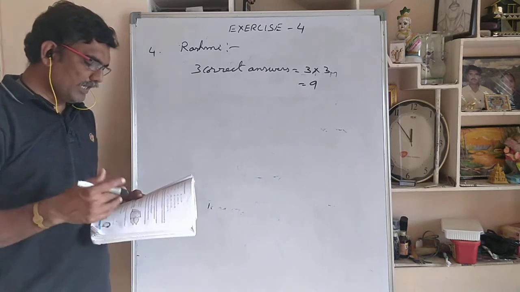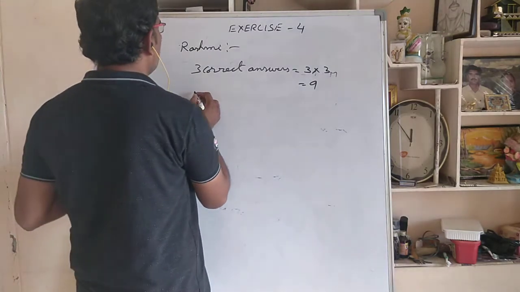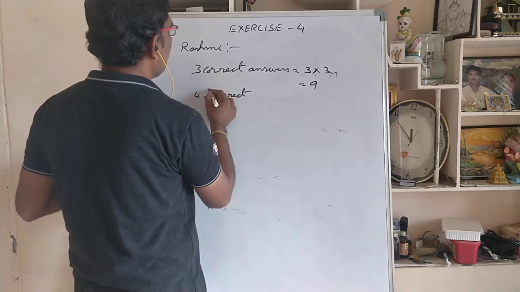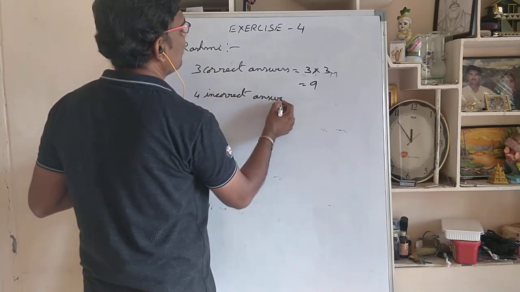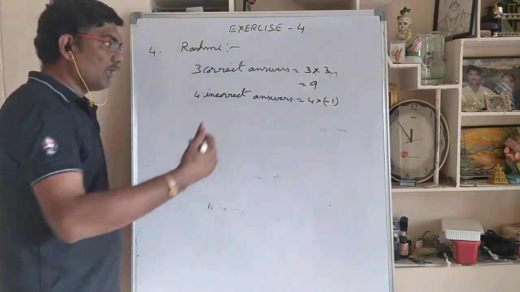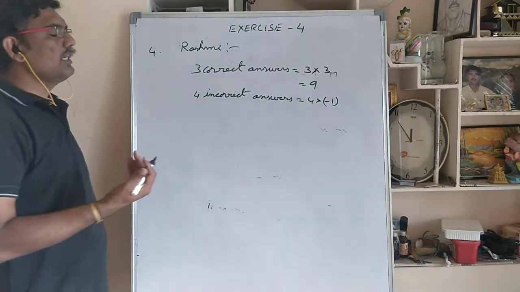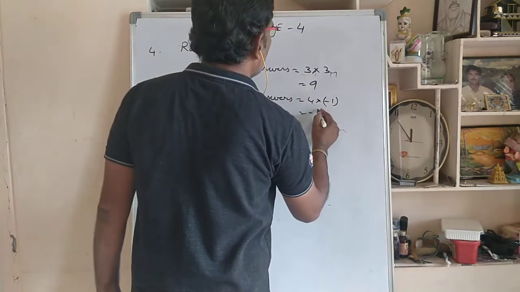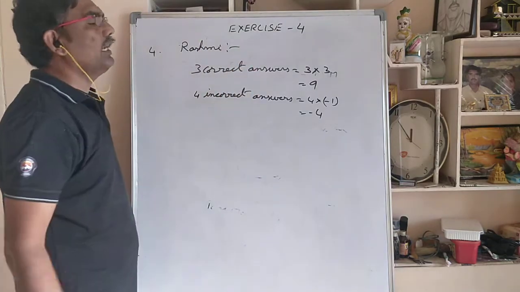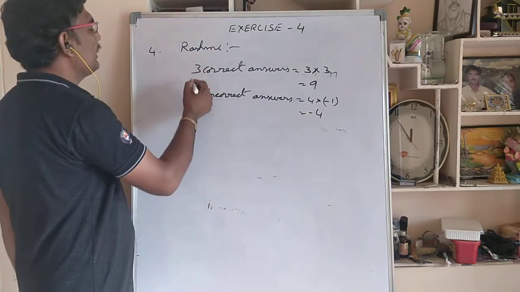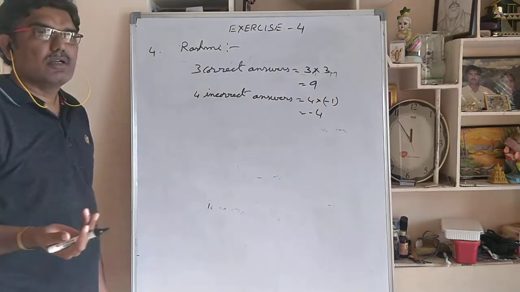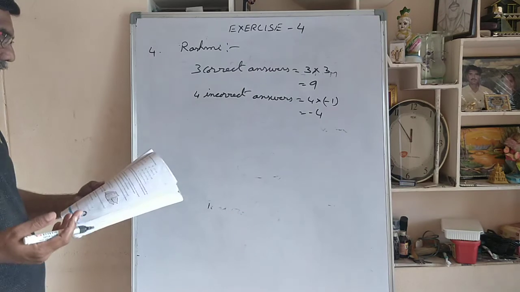And 4 incorrect answers. How many incorrect answers are there? 4. For 1 incorrect answer, 1 mark should be subtracted. For 4 incorrect answers, 4 into minus 1, so 4 marks should be subtracted. But total questions, how many are there? 10. So, 3 plus 4, how much here? 7 only.